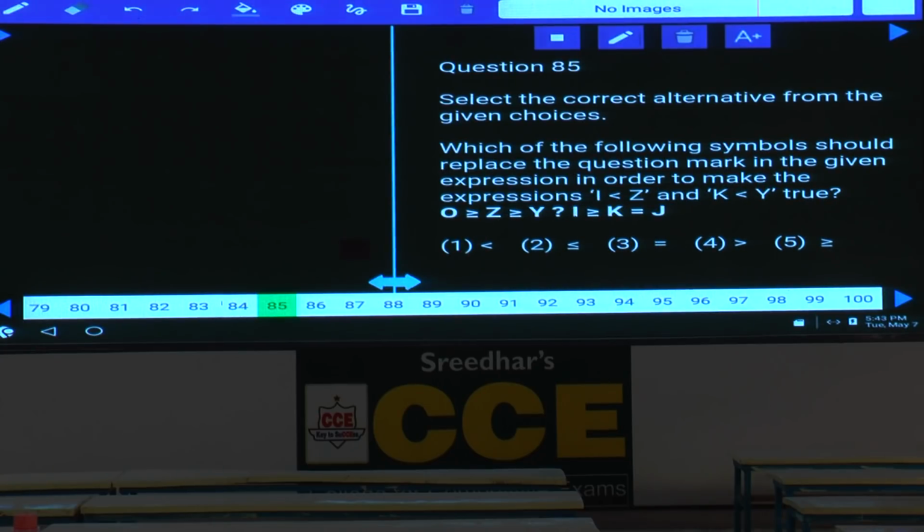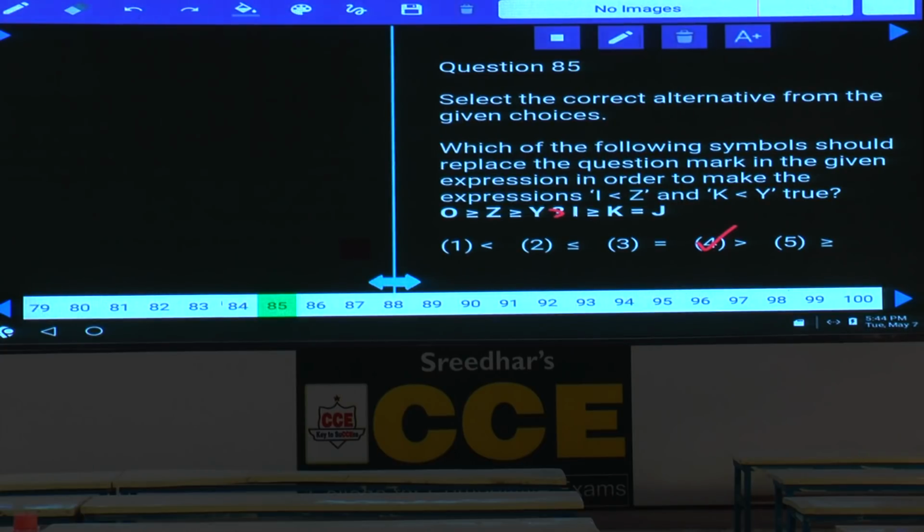Then question number 85. Now in this 85, the relation between I and Z. Z is here, I is here, between Z and I, Z greater than I, lesser than Z is definitely true, and it must be greater than. And K lesser than Y, Y greater than K, K lesser than Y, hence choice 4 is the answer. Now this is about question numbers 81 to 85.